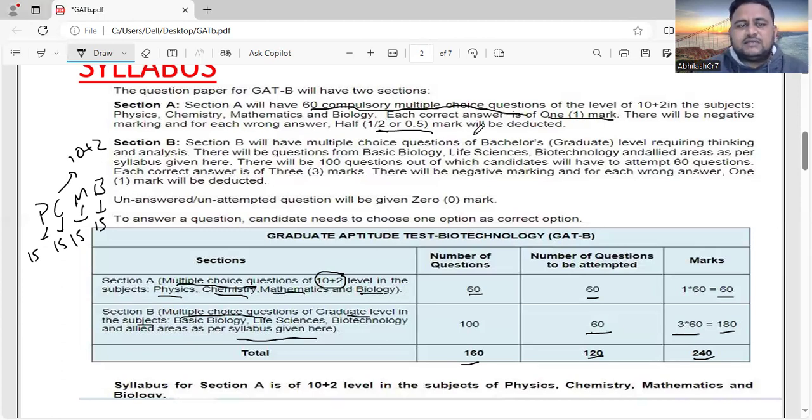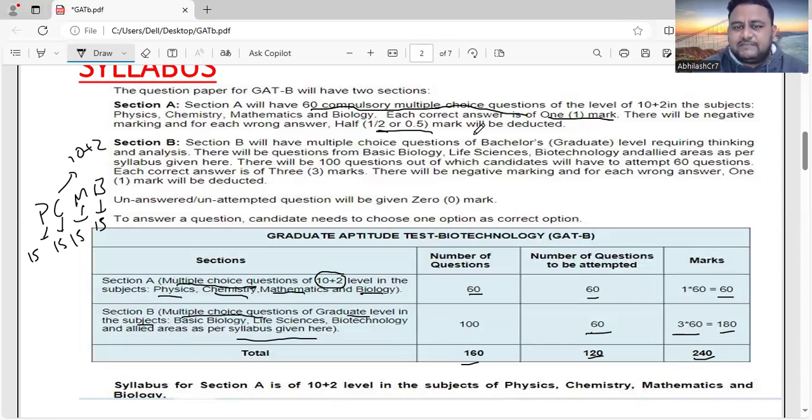Next, when it comes to section B, I told you there will be questions from basic biology, life sciences, biotechnology, and allied areas. This is a specialized section, which has already been discussed by Chandrasekhar sir. There will be 100 questions, out of which candidates have to attend 60 questions.